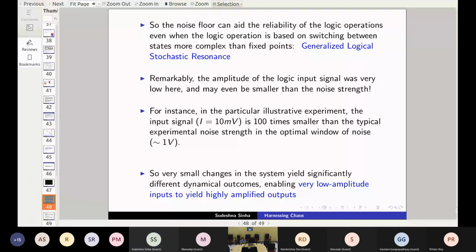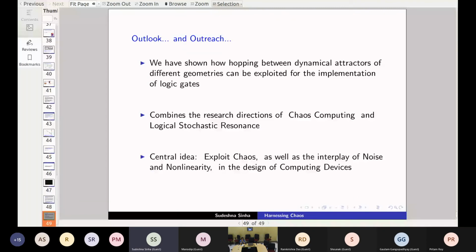So this is, well, the broad outlook and outreach maybe of the ideas. So we have basically shown, at least in the last part, that you can hop between dynamical attractors of different geometries and you can implement logic gates. And this last part combined chaos computing and logical stochastic resonance. But there was something in the beginning which I haven't put in the summary slide. So the last point here is a wrap-up idea of all the parts.